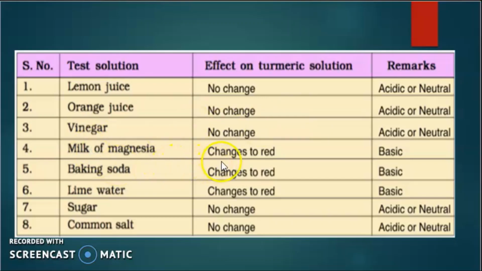Milk of magnesia, the color changes to red, so it will be basic. Baking soda, the color changes to red, so it will be basic. With sugar or common salt, no change in color, so it can be acidic or it can be neutral also.